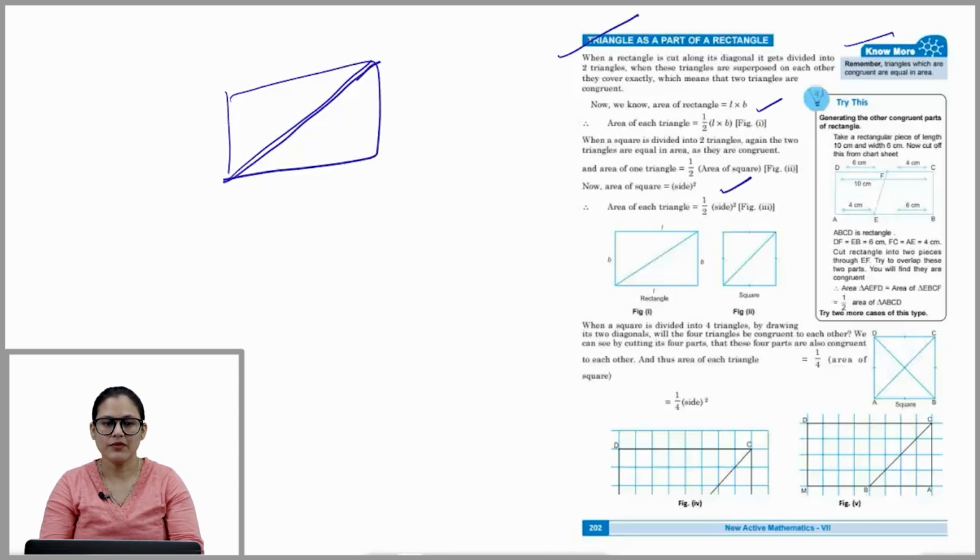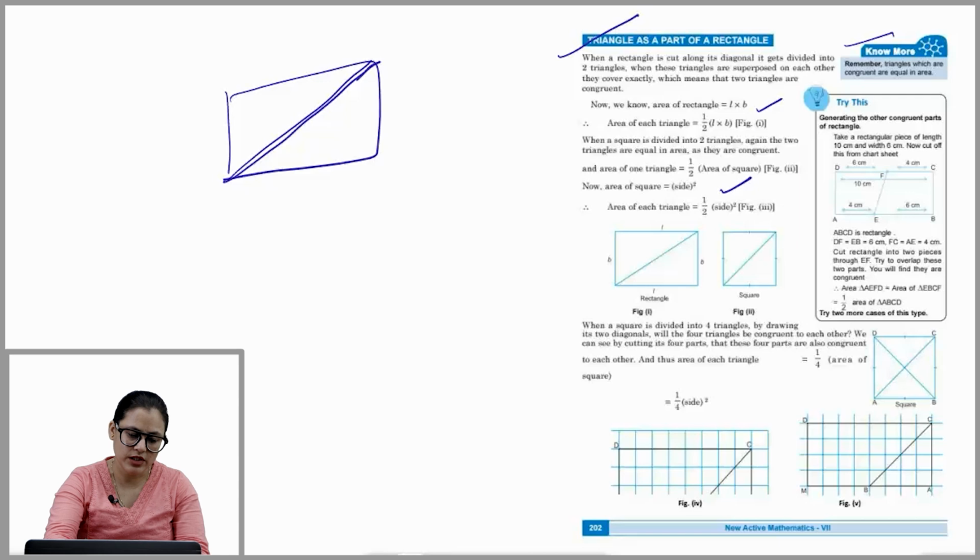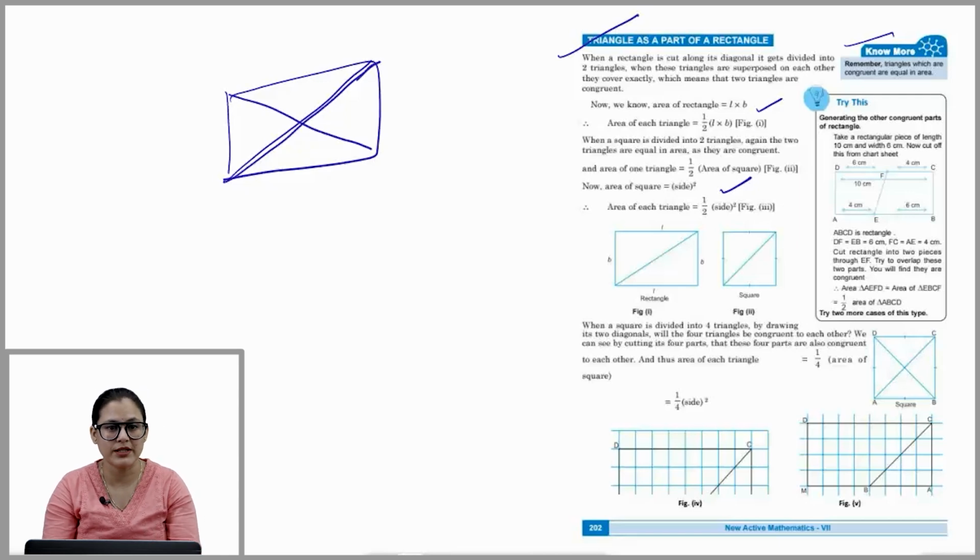When a square is divided into four triangles by drawing its two diagonals, then the square is divided into four parts. Now, will the four triangles be congruent to each other? We can see by cutting its four parts that these four parts are also congruent. Thus, this time the area of each triangle is what? 1/4 area of the square, that is 1/4 side square.